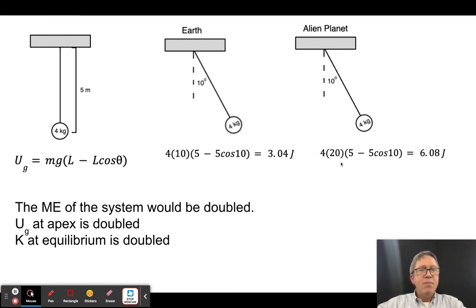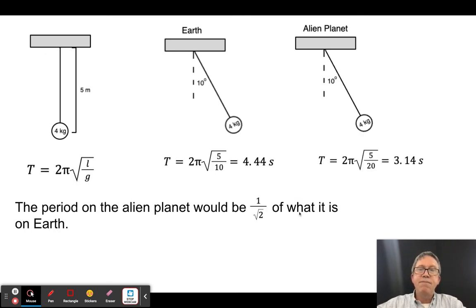If I did it on the alien planet, since I have doubled the gravitational field strength, so mg doubled, the potential energy in the pendulum has doubled. Now remember, with the spring, it didn't change at all, but it does change with this. Now, if the ME is doubled, the amount of energy it has at the apex is doubled, and the kinetic energy it has as it passes through the equilibrium point is doubled.